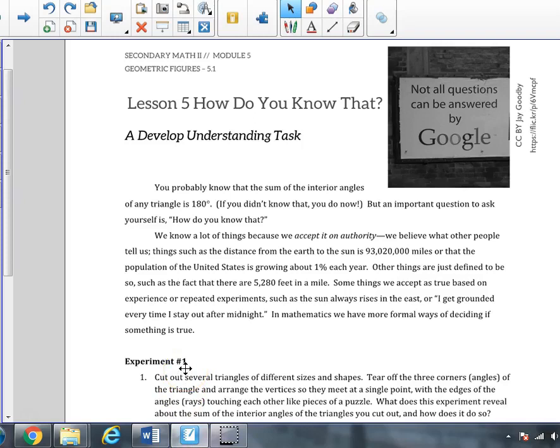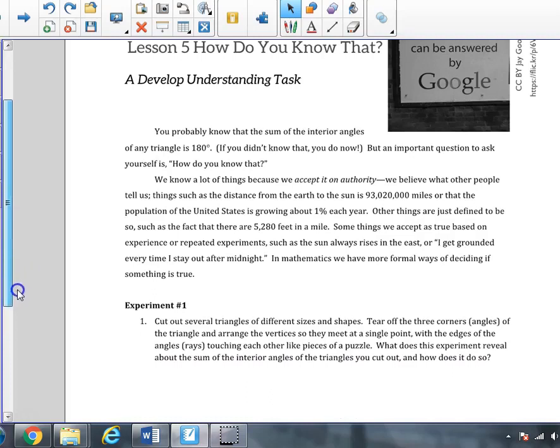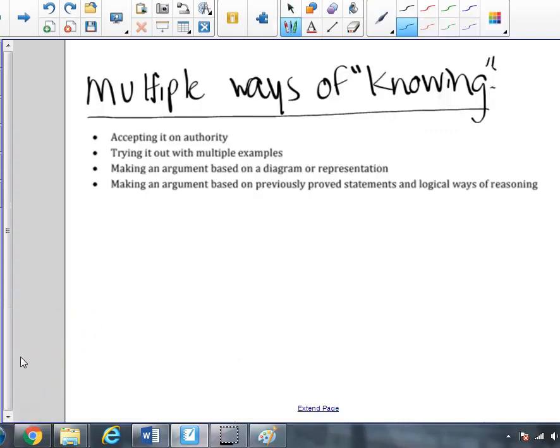In this lesson, we specifically explored two different ways of knowing that the sum of the angles in a triangle is 180 degrees. In experiment 1, we looked at specific triangles based on experimentation, and one based on a transformational argument in experiment 2 that can be applied to all triangles. So in conclusion, we did make sure that in our notes we had the multiple ways of knowing and determining if something is true.